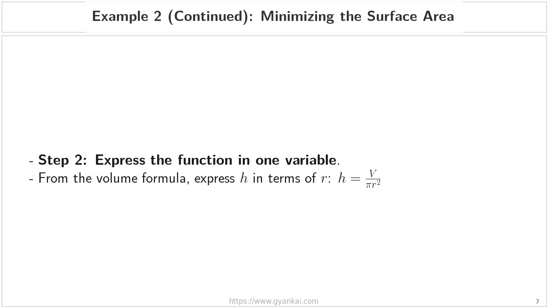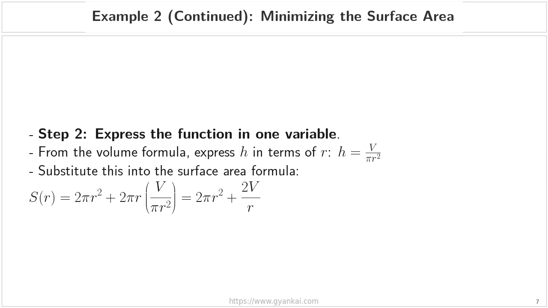Starting with the volume formula we identified on the previous slide, we can isolate the height, h, by rearranging the formula. We find that h equals V divided by pi r squared. Next, we substitute this expression for h into our surface area formula. This allows us to write the surface area, S, as a function of the radius, r.